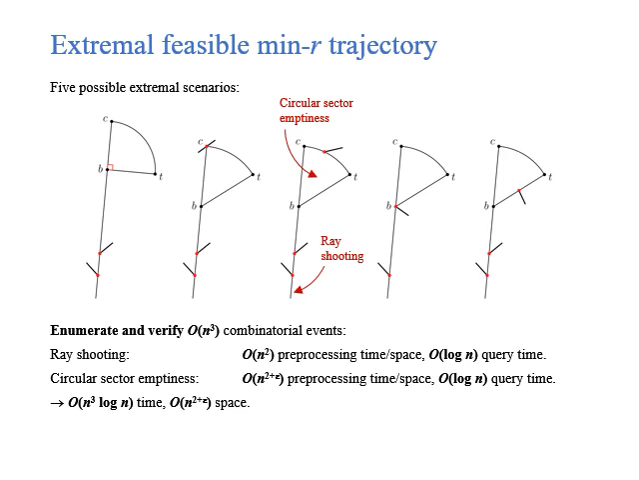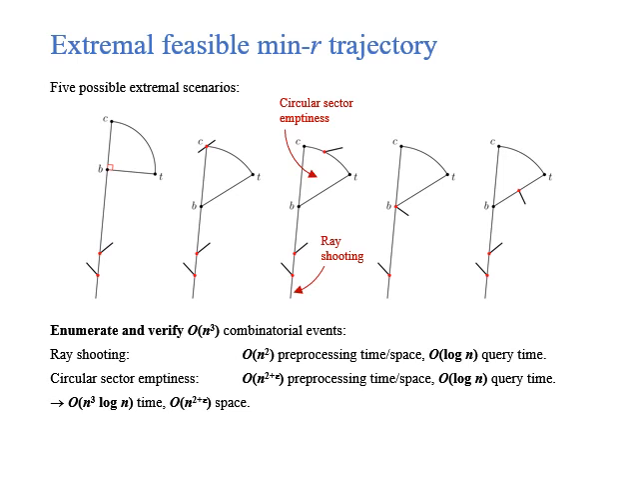A trajectory is feasible if both segment AB and the circular sector BCT are free of obstacles. That can be checked by performing a ray shooting query and a circular sector emptiness query. For the specifics of the query data structures, I would kindly ask you to refer to our paper. So, the time and space complexities for both ray shooting and circular sector emptiness query problems are summarized here.